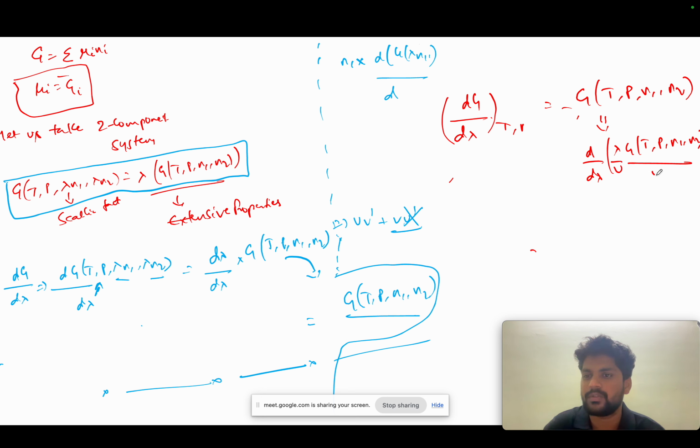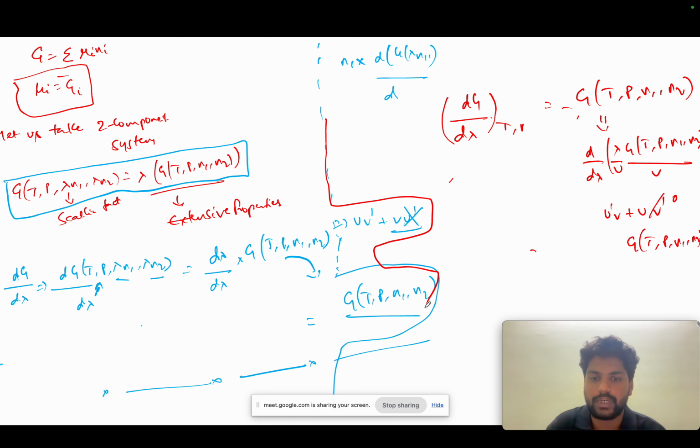This is u, this is v, and this is the formula for the derivative. Now if you do v dash, this has nothing to do with d lambda, so this will get 0, because it is constant with respect to d lambda. And now d lambda by d lambda will get 1. So here you will get G of T comma P comma n1 comma n2. Now this side, if you come to the left hand side, I think you can understand the writing part.